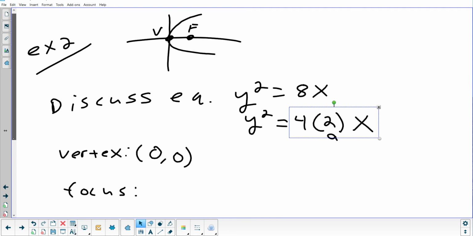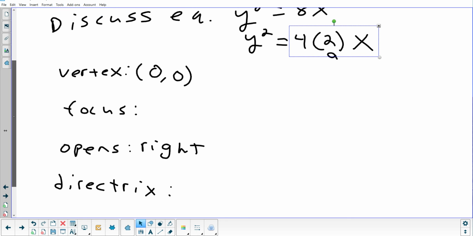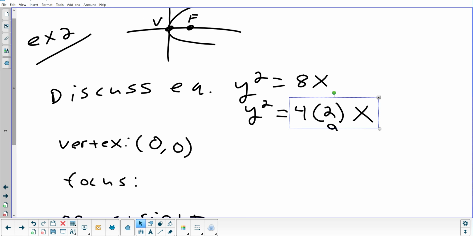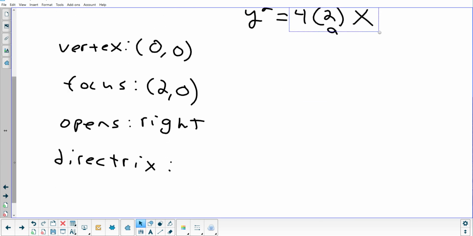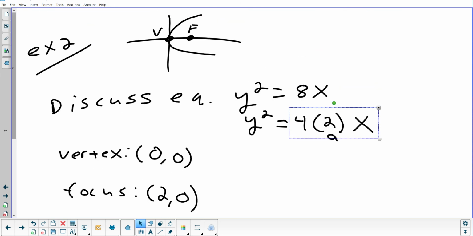So we should write that down too. The parabola opens right. What would be the coordinates of the focus if it's 2 units to the right of the origin? Yeah? 2, 0. And now we want to write the equation of the directrix. Well, look at the sketch. Is the directrix going to be a horizontal line or a vertical line? Yep. Vertical.